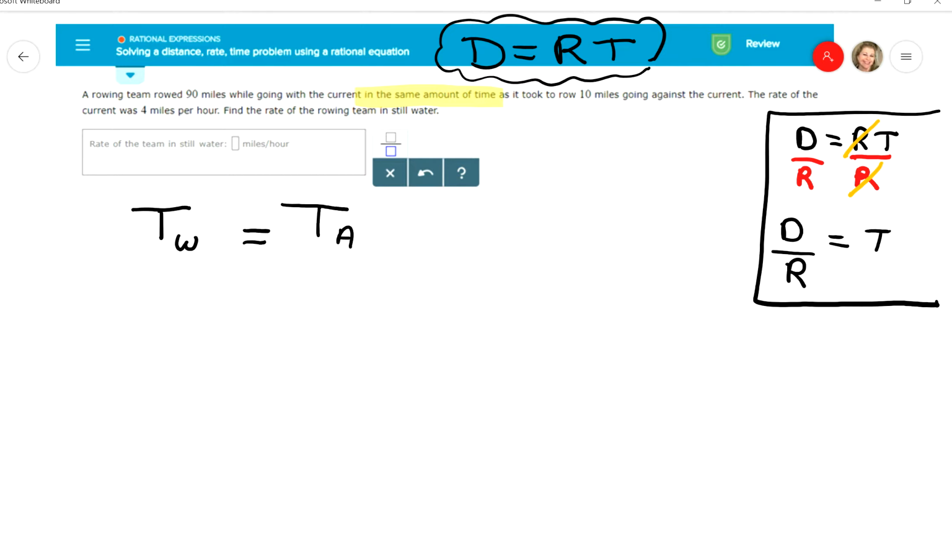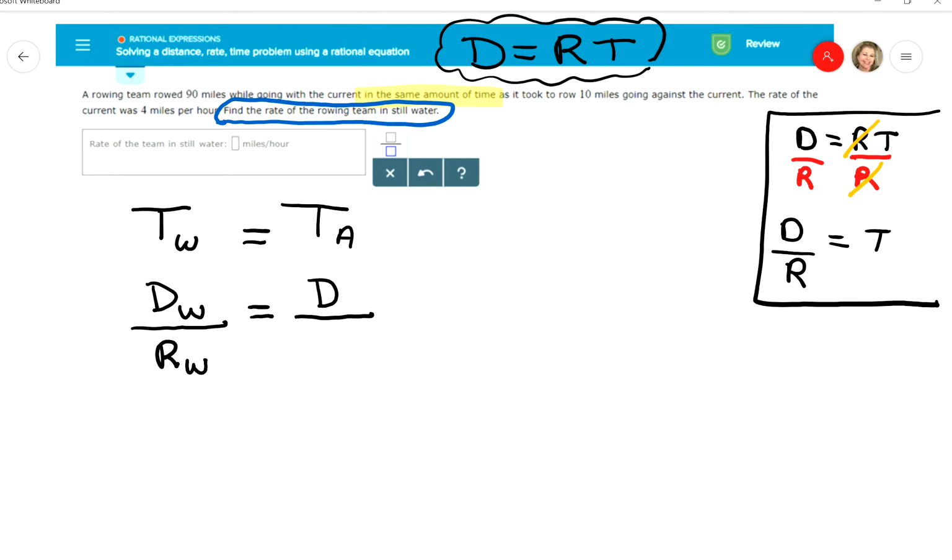What they want us to find is, I'll use a different color here, find the rate of the rowing team in still water. Okay? All right, so back to my equation here. Instead of having the time going with the current, I will say I want the distance with the current divided by the rate that they're traveling with the current. And the same thing on the other side. I want the distance going against the current divided by the rate going against the current.